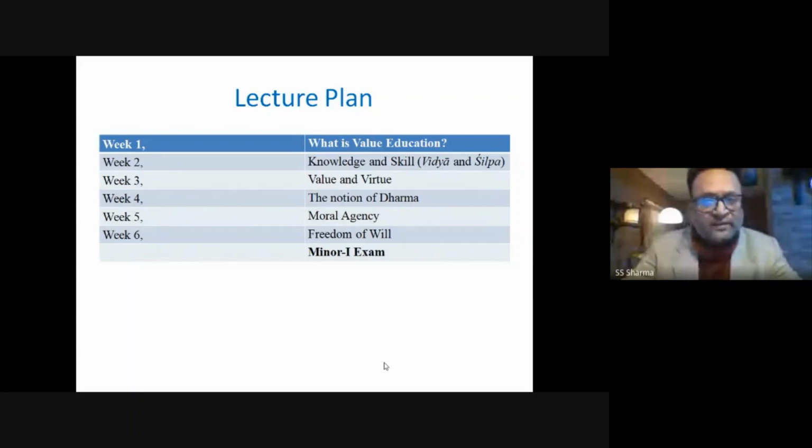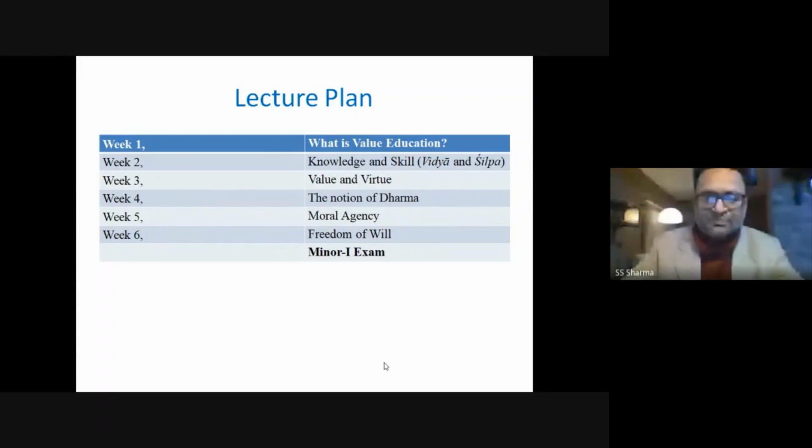Second, there is a need to differentiate between what is knowledge and how it is different from skill, because it is called Vidya and Shilp, right? What is the difference between Vidya and Shilp is something we will also discuss in the second week of this course. As you can see, in a week we have around 3 lectures, so more or less we will be discussing these topics in this way.